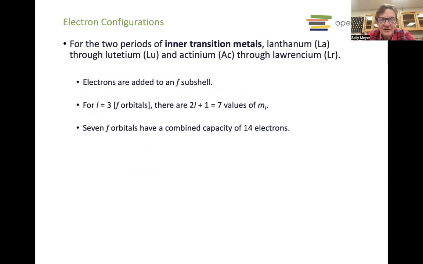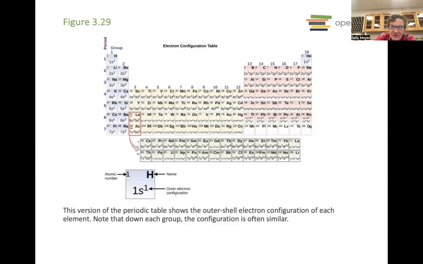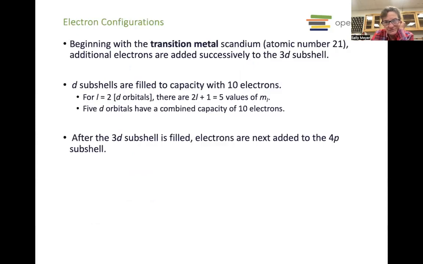For the 2 periods of inner transition metals, those are the 2 f rows at the bottom, electrons are added to an f subshell. For f subshells, there are 7 orbitals, therefore it takes 14 electrons. So these 2 green rows are each 14 long because you're filling f orbitals.